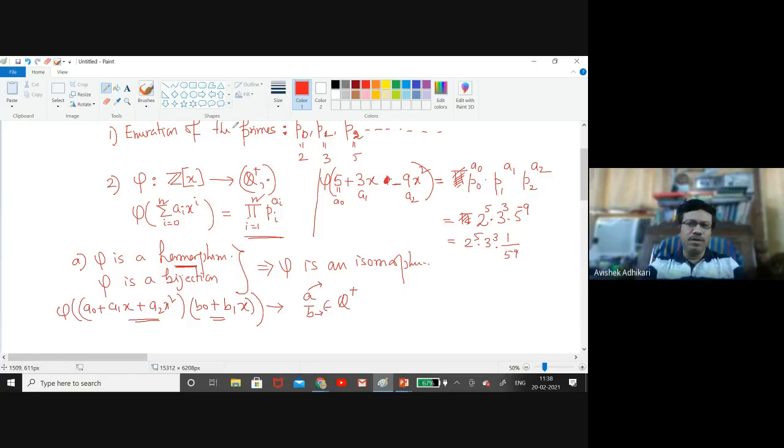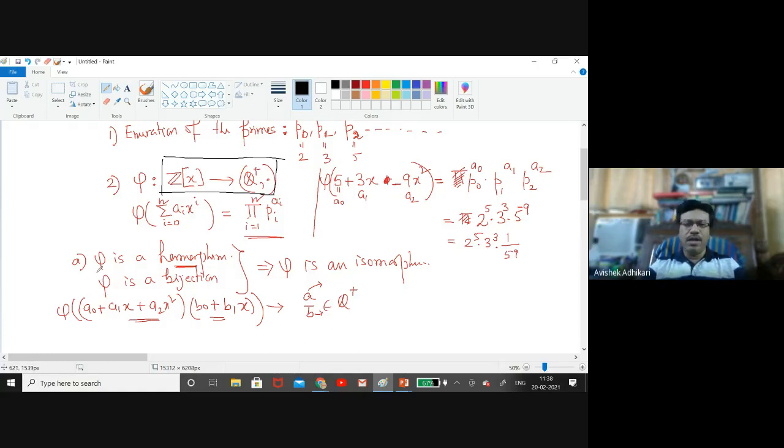So now, intuitively, you may not be able to guess how the polynomial ring Z[x] is isomorphic to Q plus, but it's quite a surprising kind of result that it's really correct.